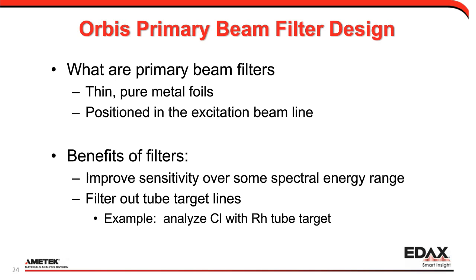As an example of that, you could analyze chlorine in the presence of a rhodium tube where one of the rhodium tube lines might normally overlap the chlorine line. You can use the filter to filter out the rhodium tube line and get a clear analysis of the chlorine in the sample.